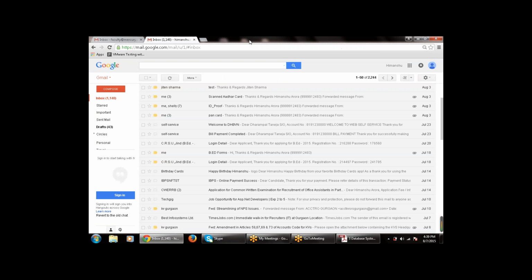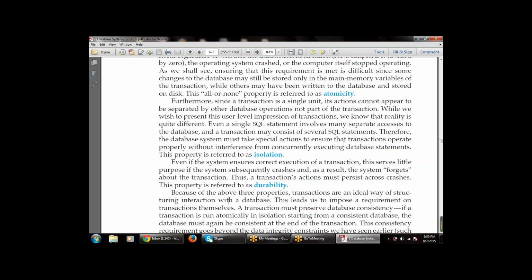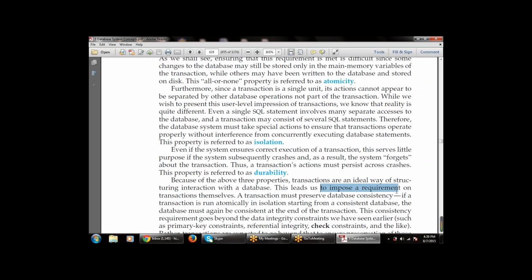Because of the three properties that are available, that is atomicity, durability, and isolation, a transaction is known as the ideal way of structuring interaction with the database. That is, because of the above properties, transactions are the ideal way of structuring the interaction with the database. This lets us impose a requirement on the transactions themselves.